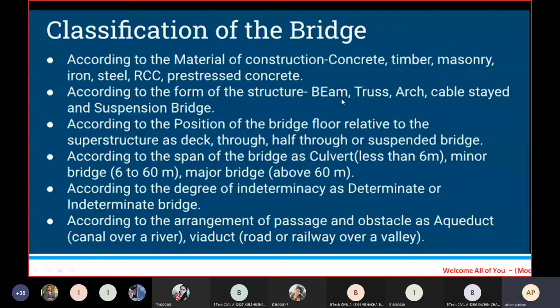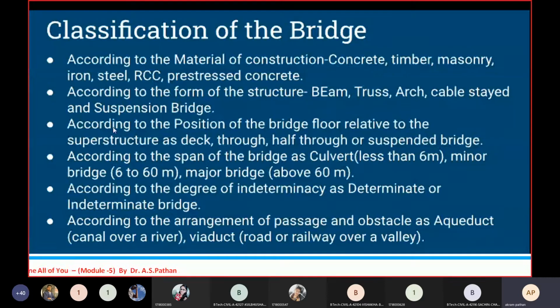Then according to the form of the structure, we have beam bridges, truss bridges, arch bridges, cable stay bridges and suspension bridges. So according to the form of the structure, the bridge is also classified into these categories: beam bridge, truss bridge, arch bridge, cable stay and suspension bridge.